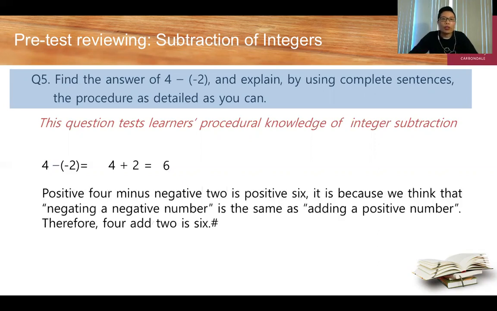Okay, so positive 4 minus negative 2 is positive 6. It's because we think that negating a negative number is the same as adding a positive number. Therefore, 4 add 2 is 6. This is just my example answer. But I think most of you did very well on your pretest. So you just follow your own thought to finish this question. That'll be totally good, okay?